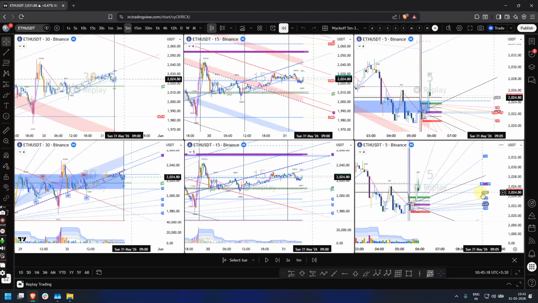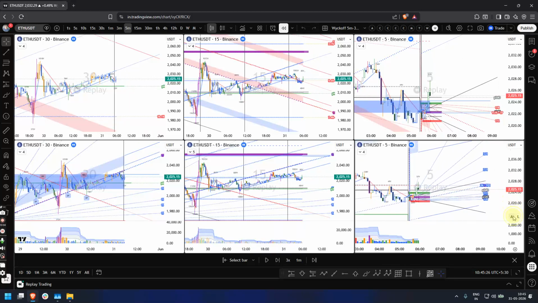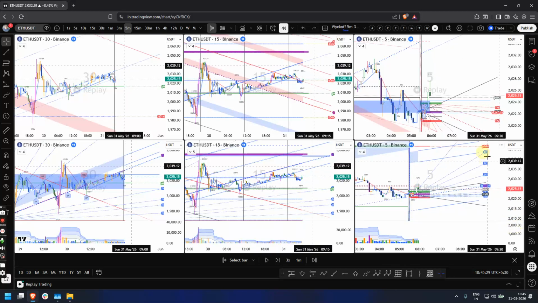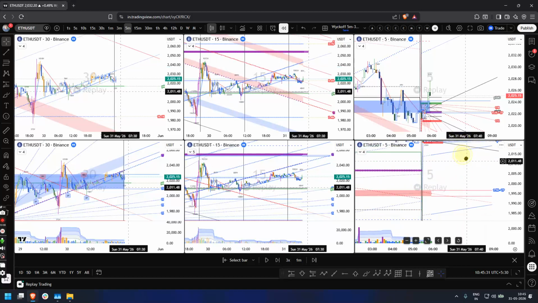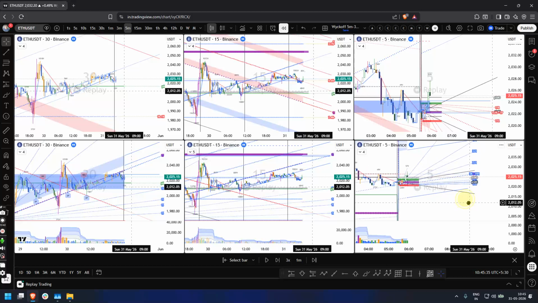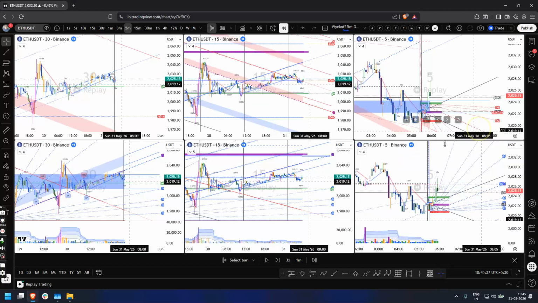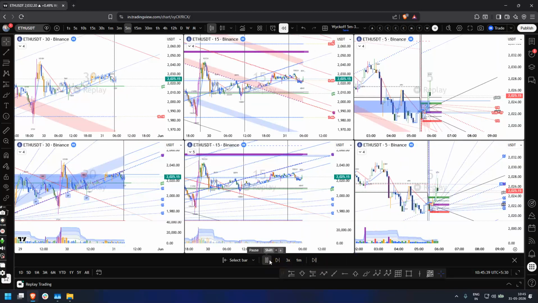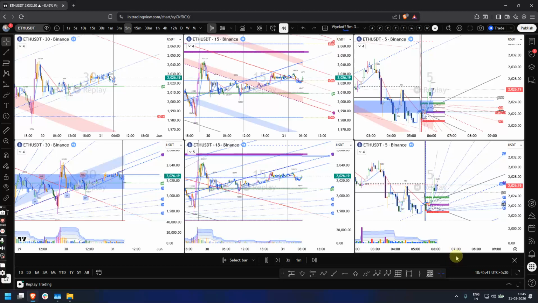So it says previous 3-day open was here, previous 3-day close was here, and all this information you can see. Previous 3-day high was there, and previous 3-day low was here. So that's our range. Let me just let it run.